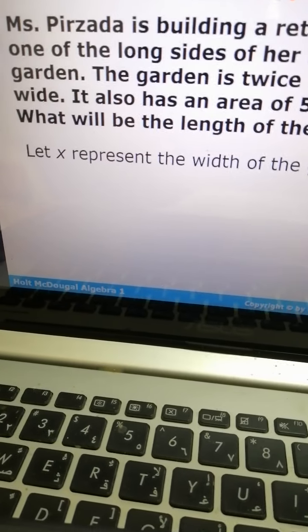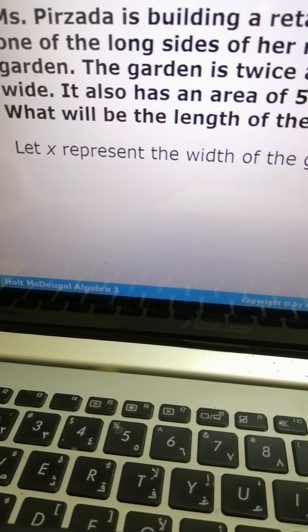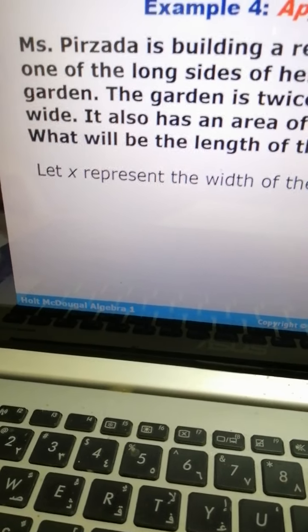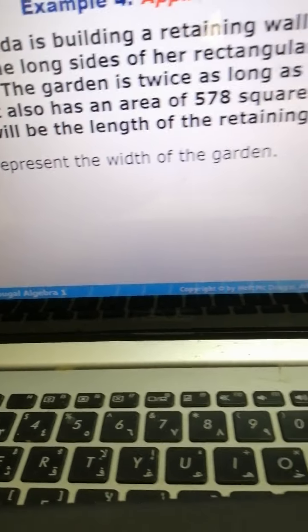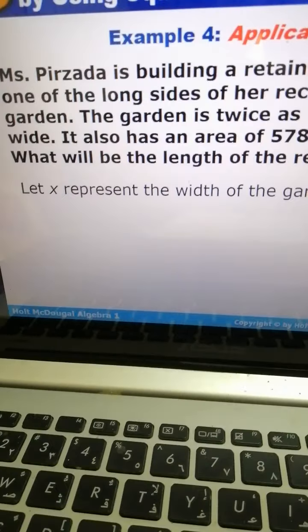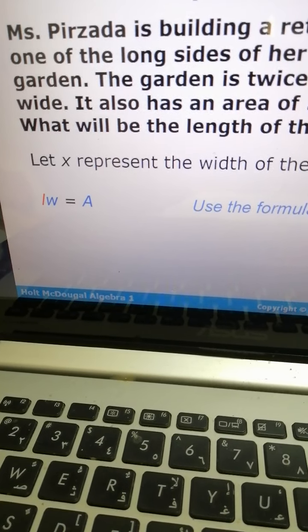And how do you find the area of a rectangle first? Area is equal to length times width. So we have the representation of the length and the width, right? So they represent x as the width of the garden. And we have the given area there. Okay, let's put the formula first. A is equal to length times width.